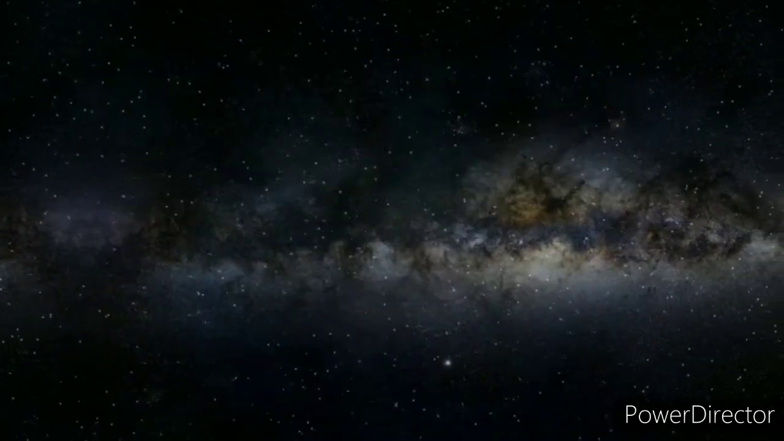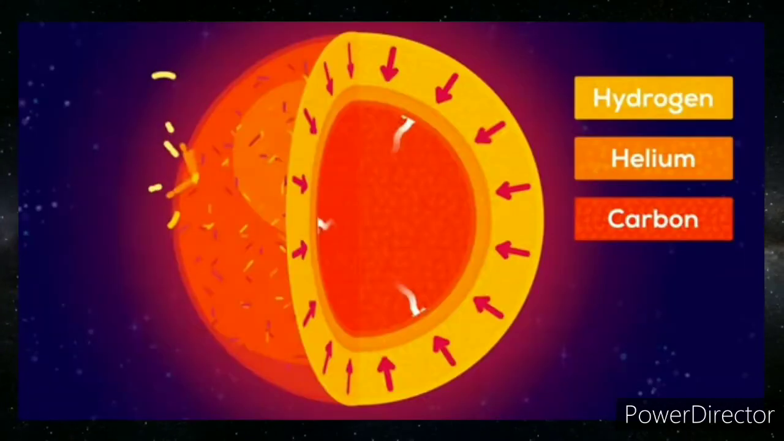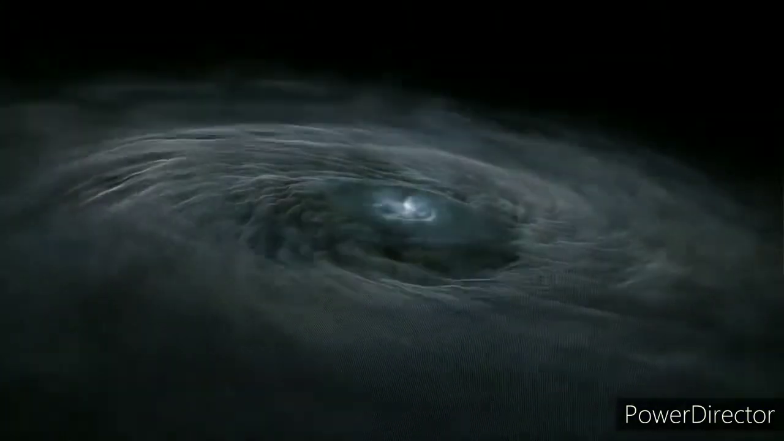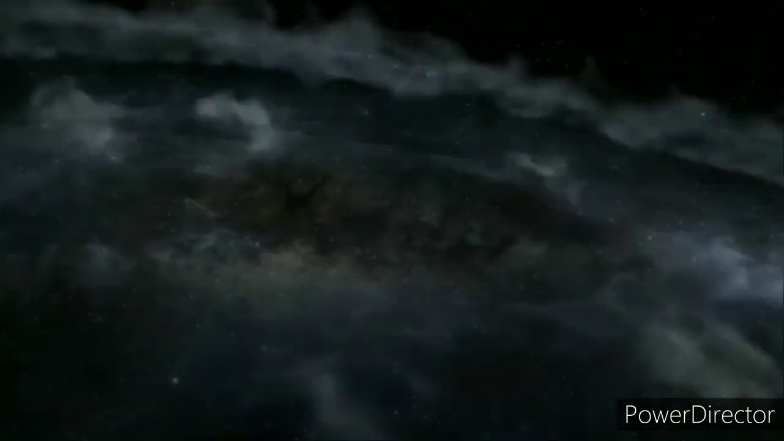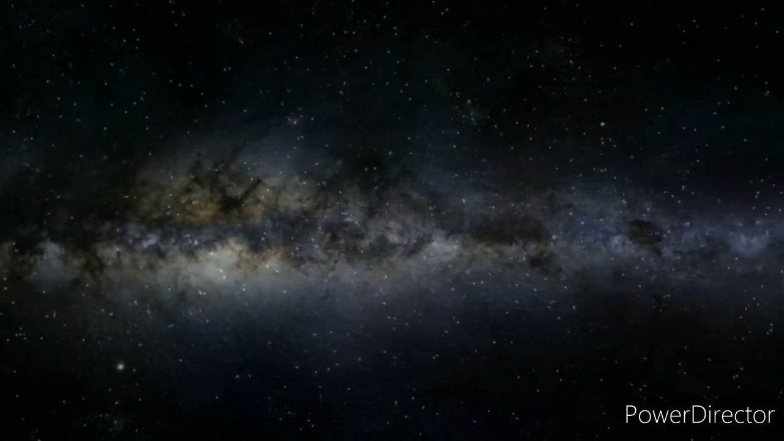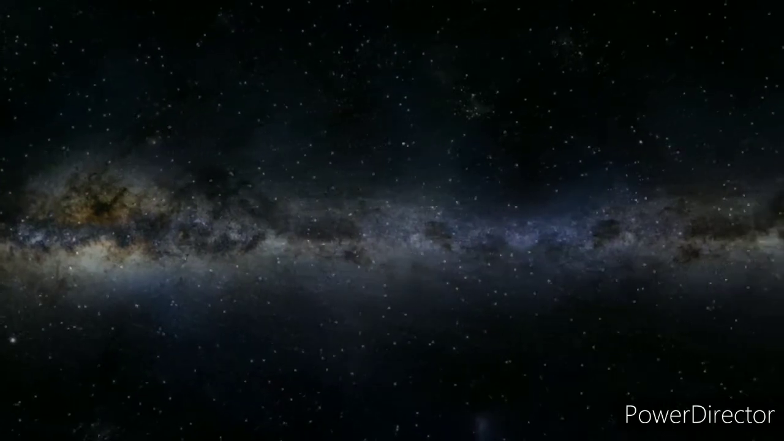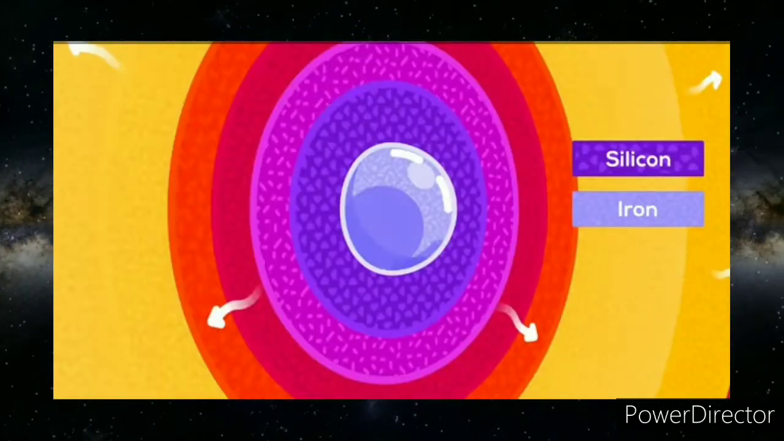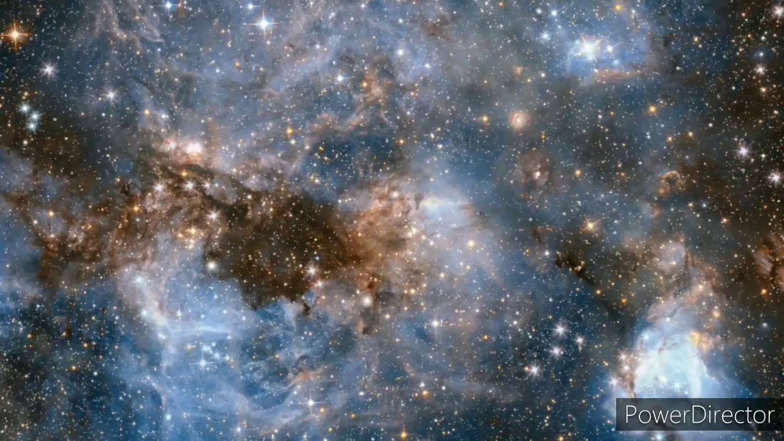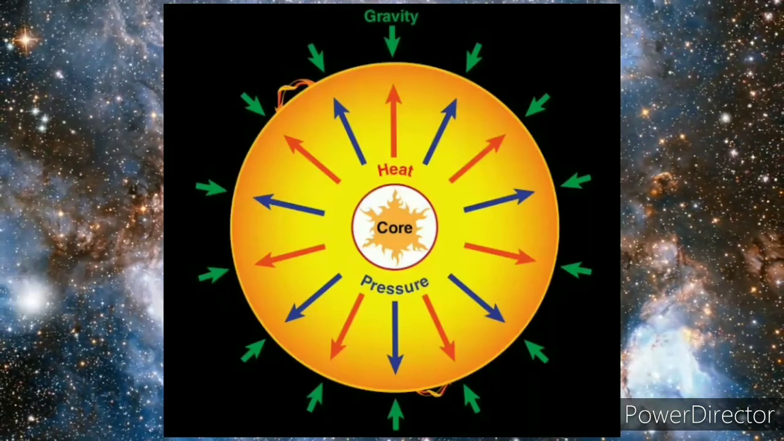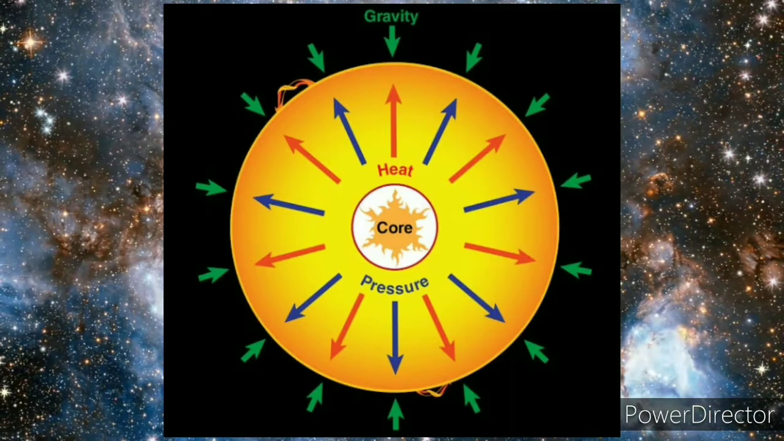Helium, which was fused from hydrogen in the early life of the star, is fused into carbon. Then carbon is converted to neon. Neon is converted to oxygen. Oxygen to silicon. Silicon to iron. When the core of a star is finally fused into iron, the core stops fusing because iron is a stable metal and requires a lot of heat to fuse.